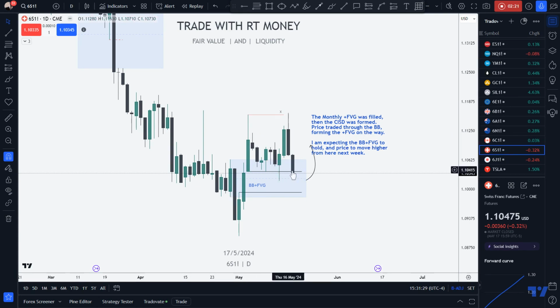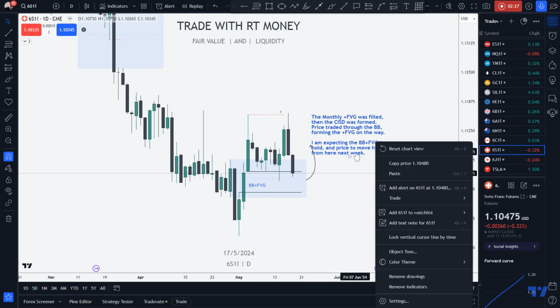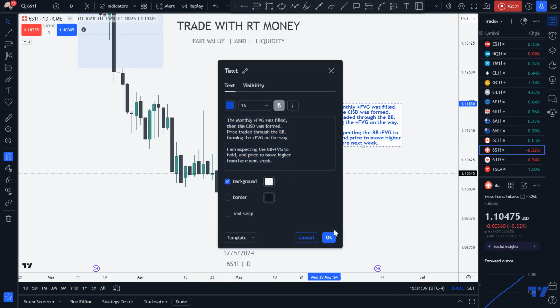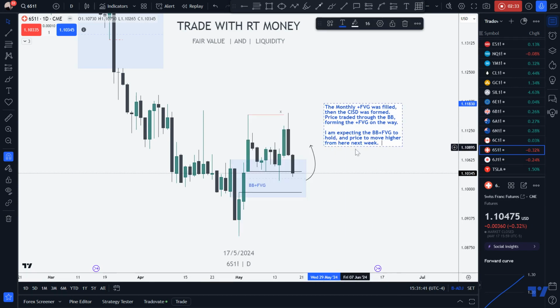And we should expect price to continue higher from here. I don't know why I got this all the way over here. Look at the notes on your own time. But what I'm looking for is price to continue higher from these levels. We're coming down to the consequent encroachment, the 50% of the fair value gap.